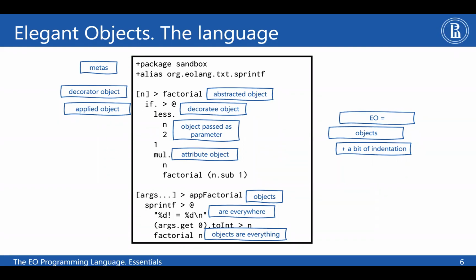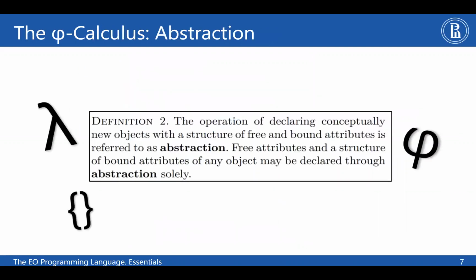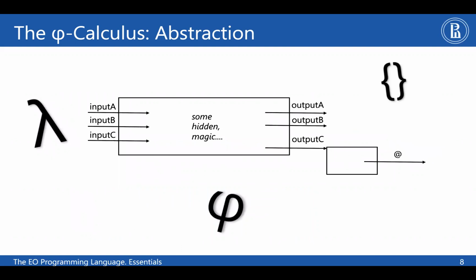Now let us take a look at the essential operations over objects in the language. The first operation is abstraction. Abstraction is the operation of declaring a new object. Abstraction allows declaring both abstract and closed, anonymous or named objects. So this is very general. When abstracting objects, we do care about their inner structure. We declare inputs and outputs, and links between them.